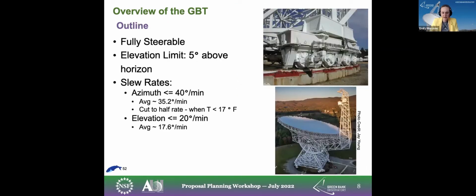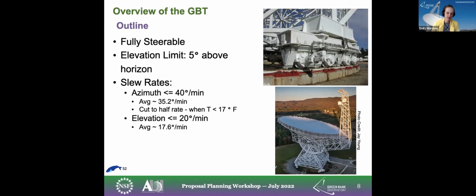So it is fully steerable in both. We have 2 degrees of movement. You have azimuth and elevation, and you can observe up to about 5 degrees above the horizon, though this is different for different instruments. Typically maybe more about 15 degrees of elevation, but we have pretty good slew rates.